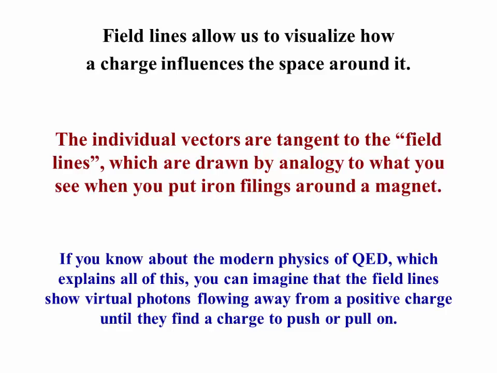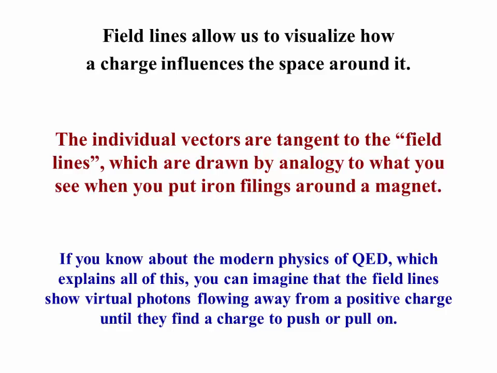Field lines are an interesting thing itself in physics. It's a visualization tool that, as I understand it, Faraday came up with. It wasn't quite very popular at the time. The field lines visualize how a charge influences the space around it by producing what's called an electric field. The individual vectors of the electric field are tangent to the lines. These lines are drawn by analogy to what you see when you put iron filings around a magnet.